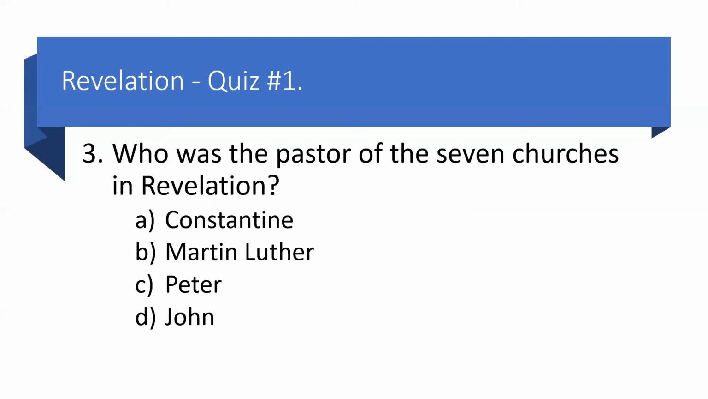Who was a pastor to the seven churches? That one is easy. Constantine wasn't a pastor. Martin Luther was a priest. Peter was a pastor, yes, but the real pastor for the seven churches was John. Remember, John was the only apostle who was alive by the time he got to Revelation, and he actually pastored those seven churches in Asia Minor. So that's why when he wrote Revelation chapter 2 and so on, he begins by saying, John to the church at Ephesus, John to the church at Philadelphia, because he's writing as a pastor who is doing some help to his parish, if you will.